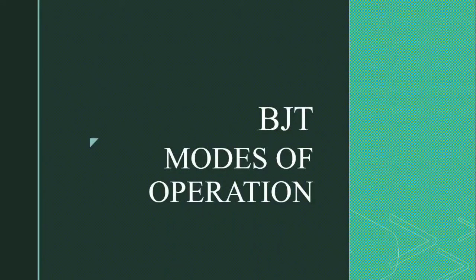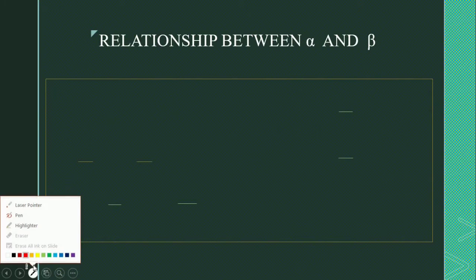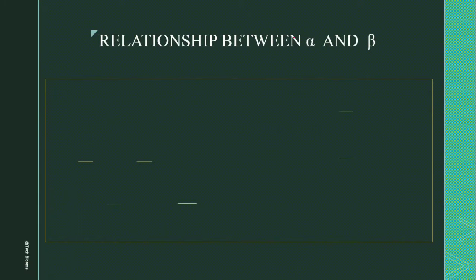In this video, we'll be discussing modes of operation in BJT. Before doing modes of operation, let's do a quick derivation. We are depicting the relationship between alpha and beta. Alpha is the current amplification factor and beta is the base transport factor.